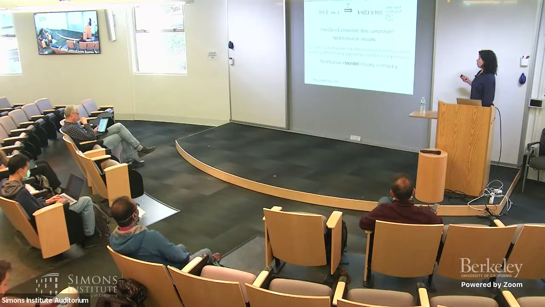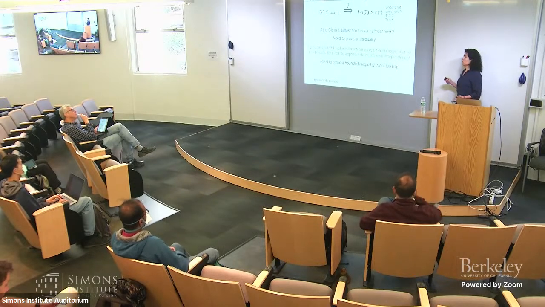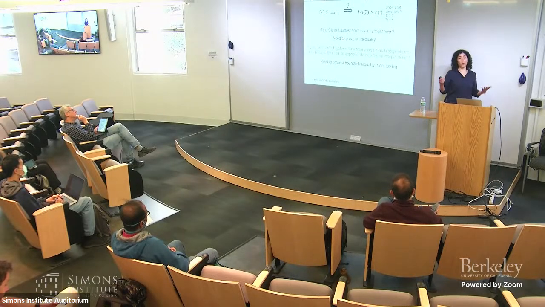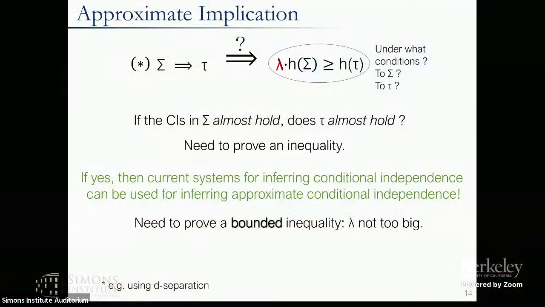This is what we want to show, and basically we will see that we need to make some assumptions here. Under what conditions can this bounded inequality hold? Under what conditions on sigma, and under what conditions on tau? Notice that the other direction is immediate, right? Because if h of sigma is 0, then h of tau is at most 0, and it is always positive. So in a sense, we can also say that approximate implication is in fact a generalization of the exact counterpart.